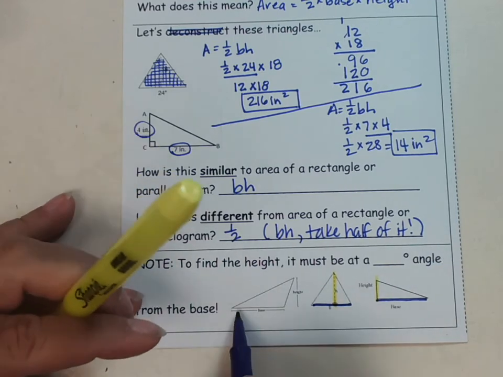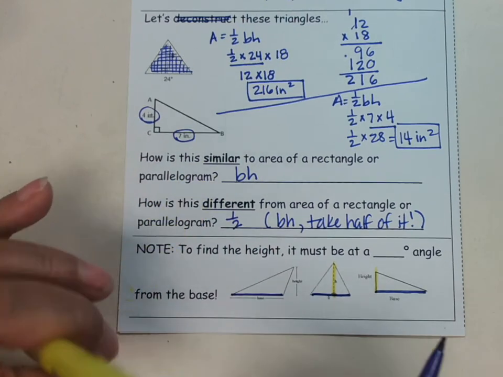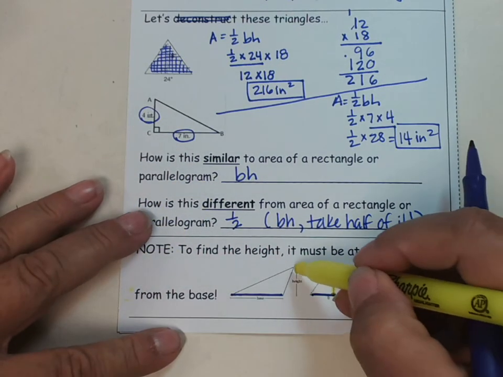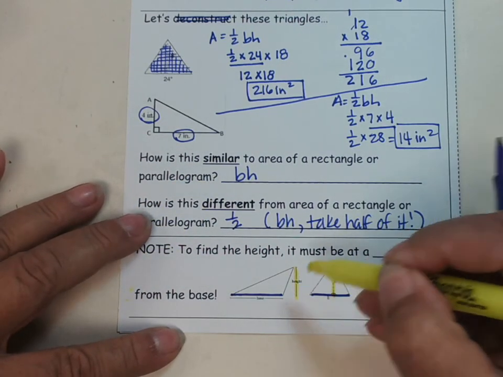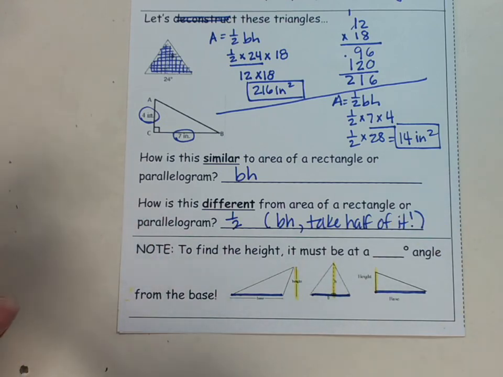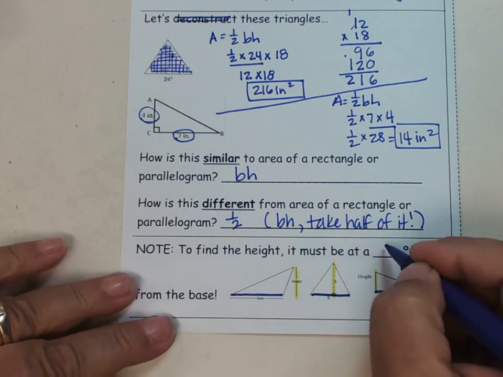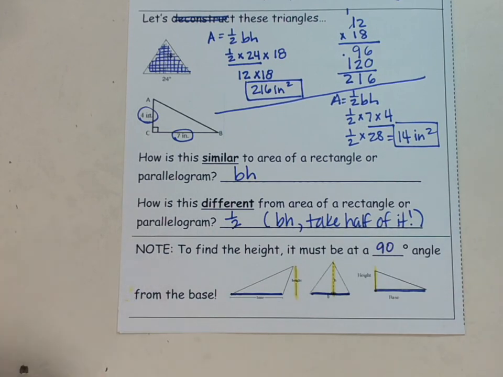Okay, if this is the base, we need this straight up and down to the tippy top point, so you might see it out next to it. But as long as the base and height are at a 90-degree angle, then you're good to go. All right, if you have any questions, ask your teacher.